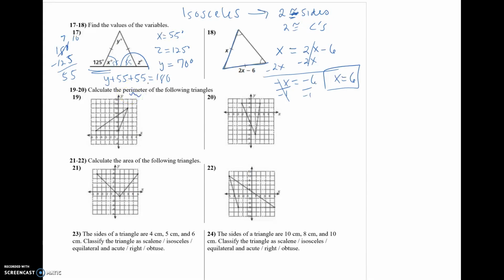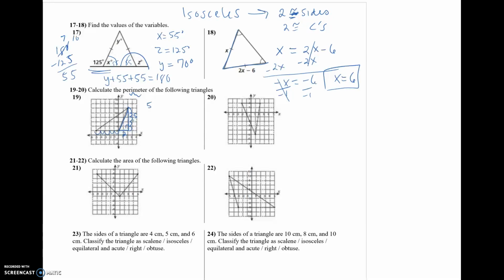And these are probably not our favorites because we've got to do the Pythagorean theorem. And number 19, if I could count this side, so 3, 4, 5. So one of my sides is 5 units. I'm going to have to do the Pythagorean theorem or the distance formula to find the other two. I'm going to make a little right triangle here. It is 2 by 1, 2, 3, 4, 5.